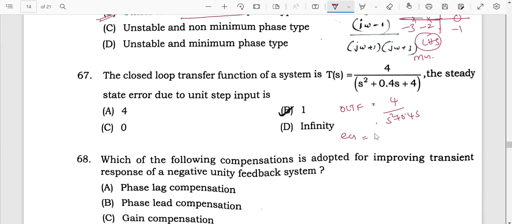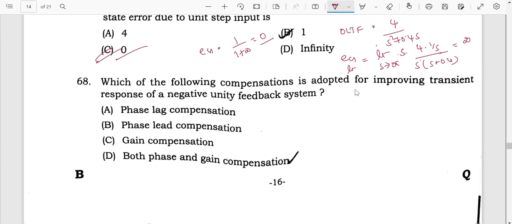So ESS is equal to limit s tends to 0. Unit step means 1 by s, so 4 into 1 by s divided by s into (s + 0.4). So we know that this value will be infinity, and steady state error is equal to 1 by 1 plus that value. Infinity means it's going to be 0. So simply I'm saying the answer is 0 here.